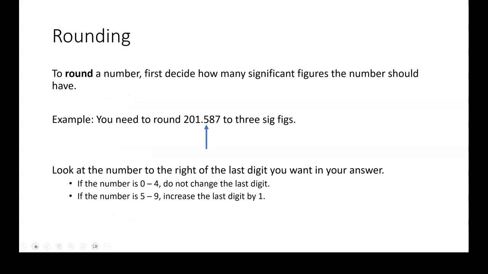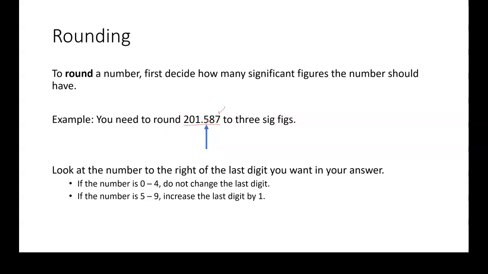So you might be wondering how to round. Well, to round a number, you have to know how many sig figs the number should have. So let's say in the lab you're calculating density, and this is your calculated value that you get. But we know that our instruments weren't all accurate to this decimal place here. So we need to round this to 3 sig figs.